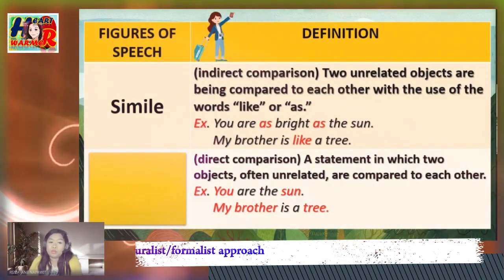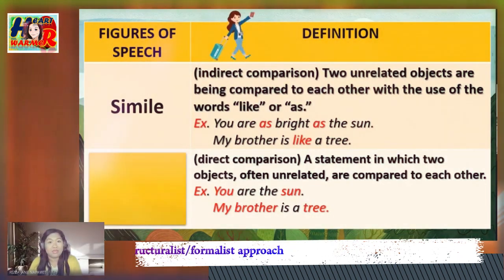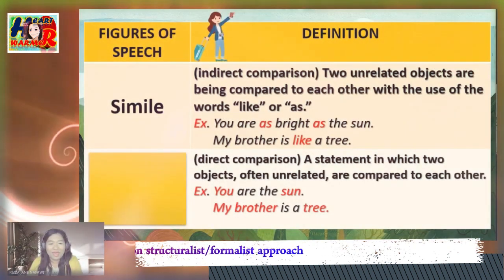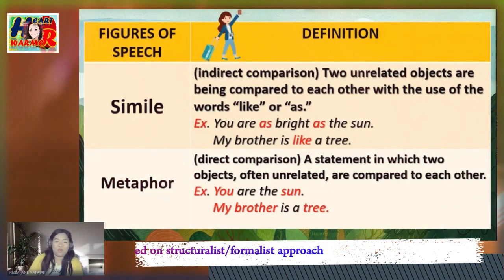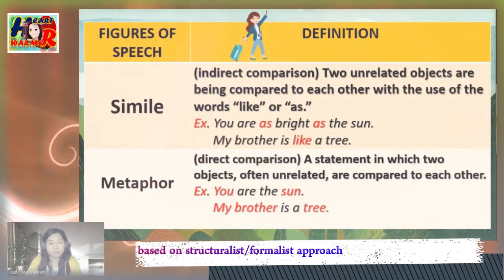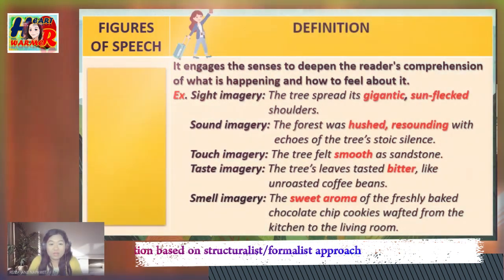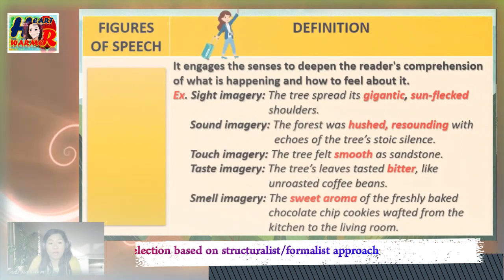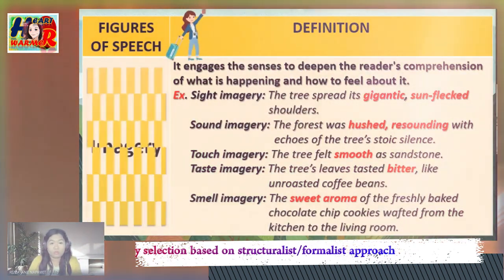So you could say, you are the sun, so that's direct comparison. My brother is a tree, so that's another direct comparison. Okay? That's why this is called metaphor. Right? So you see the difference between the two. Let's now proceed to this. So obviously, it engages the senses to deepen the reader's comprehension of what is happening and how to feel about it. Then this is called imagery.